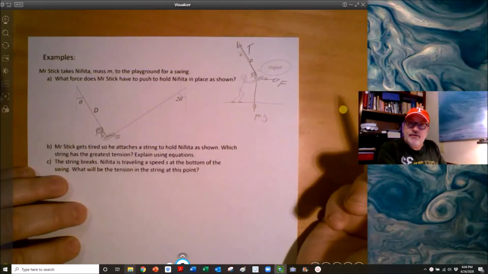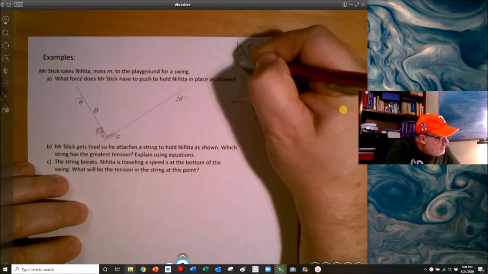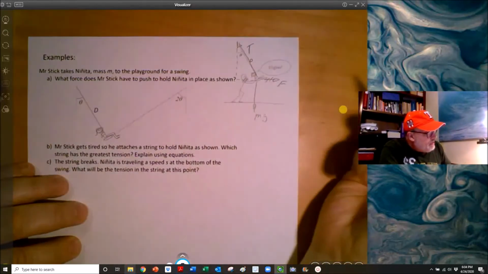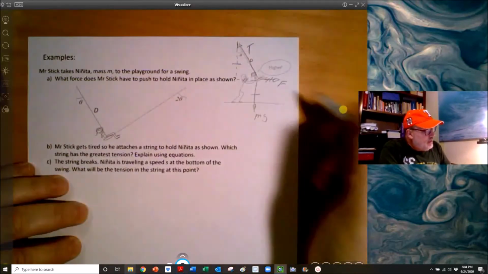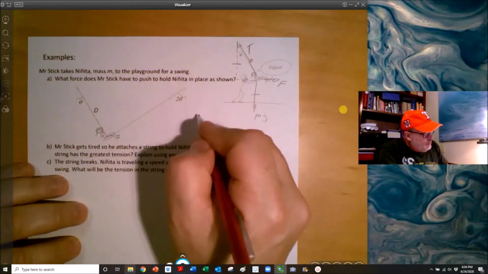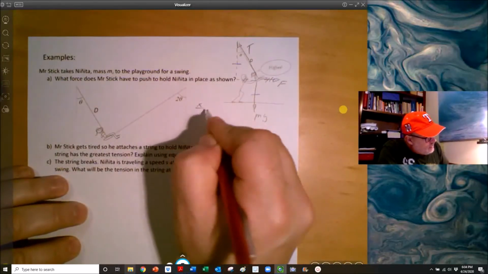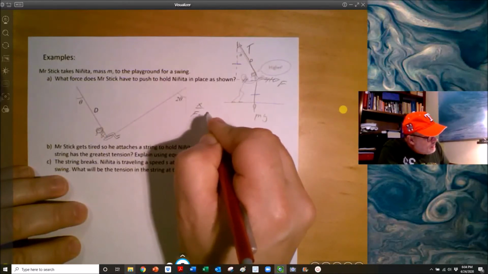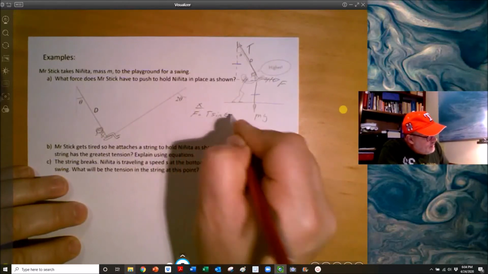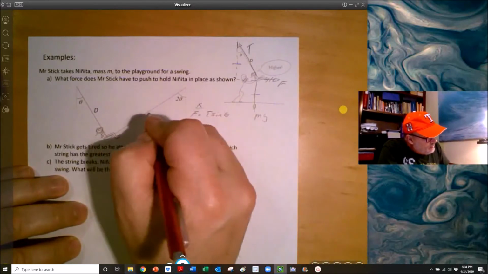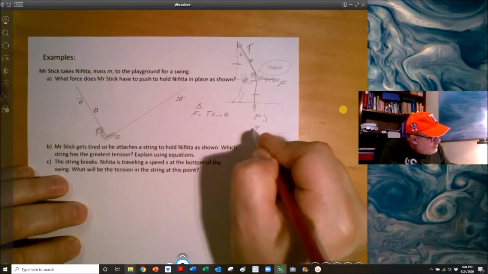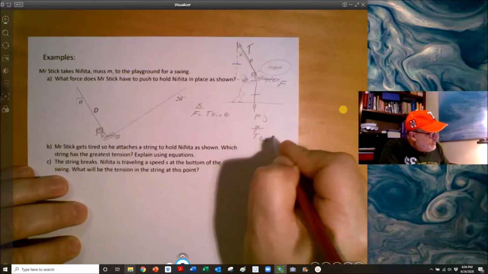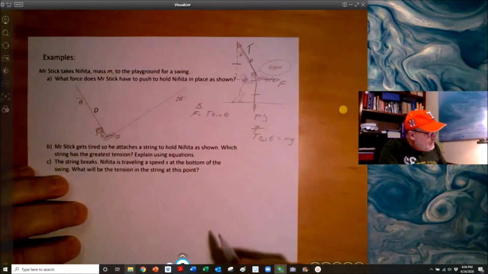So she's staying in place. So all I have to do is these two must be equal in the x direction, and this one in the y direction must be equal. So I can just set that up right here. In the x direction, F equals, what would that be? That would be T sine theta. And in the y direction, I know that T cosine theta must equal mg.